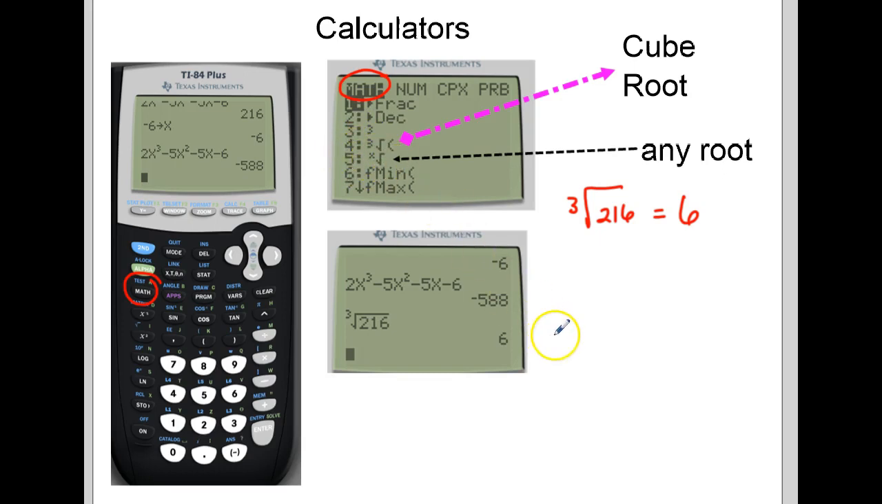But really what you need to do is type 5 first, then click math, then scroll down and click option 5, the x root. You hit enter, and then you come back and put in the number 32. Then it'll spit out the number 2. It's a little trickier, but that's how you find that out.